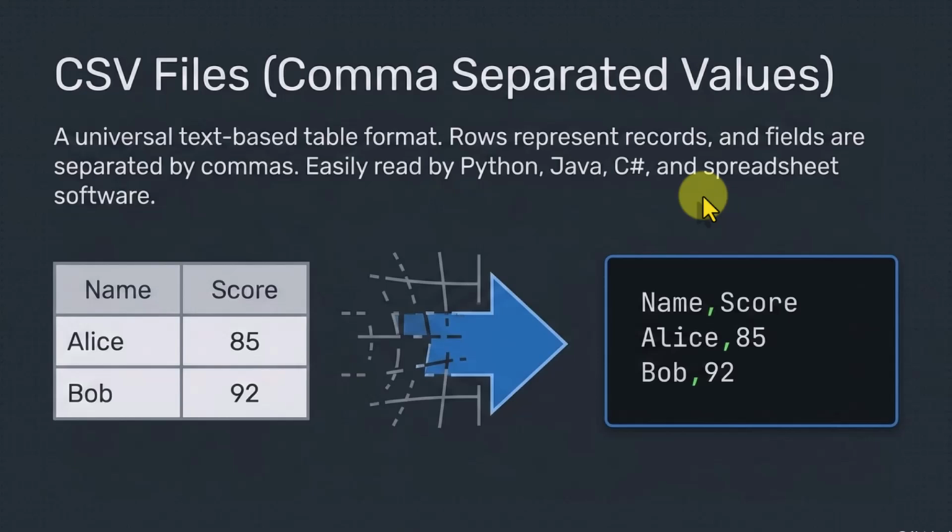CSV files, comma separated values, they are just a universal text-based table format. Here rows are represented as records. Okay, each line of the file means it is a record or a row. Then fields are separated by comma in each line. Okay, for example, here we have got name comma score, that is just name score. Then Ls comma 85, so it means that Ls 85 is a new row or record, and each one is one field. Bob and 92, the same thing. Okay, so that is comma separated values.